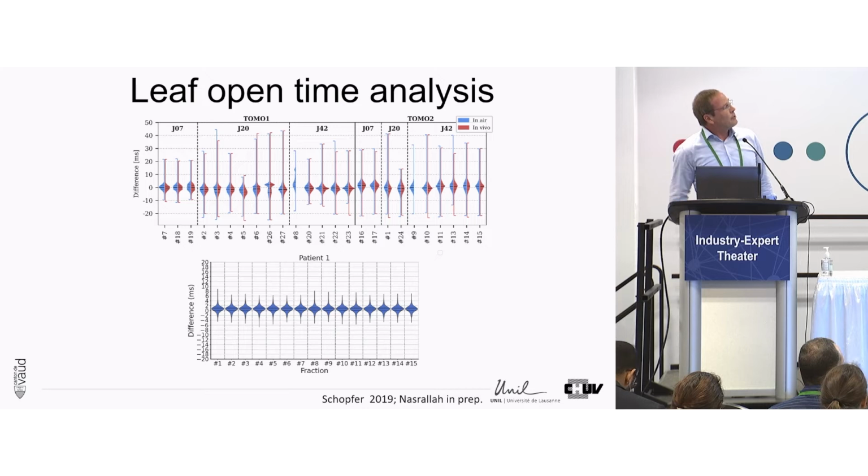So on the upper graph, you have a certain number of patients, and this is the average difference in the leaf open time, and the distribution of the difference in the leaf open time, and you see that you have different things that may happen. And on the bottom, even more interesting, this is a single patient, but with all the fractions of the treatment. So we can do that for all the fractions, not only before the start of the treatment, but each day, which is very interesting, because then we can also adapt according to what happened today.